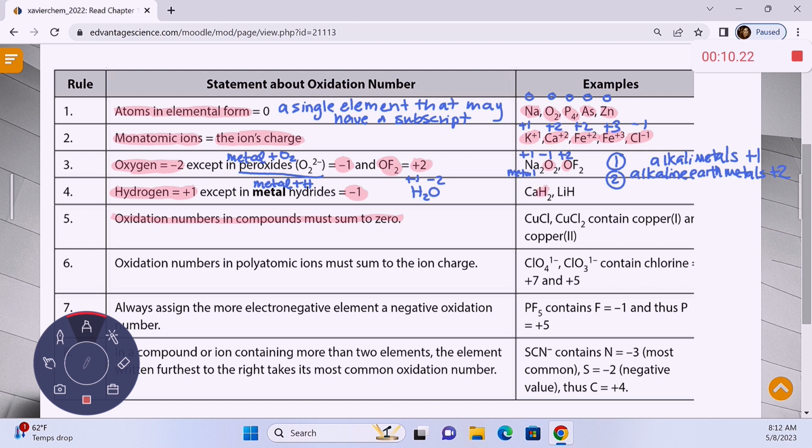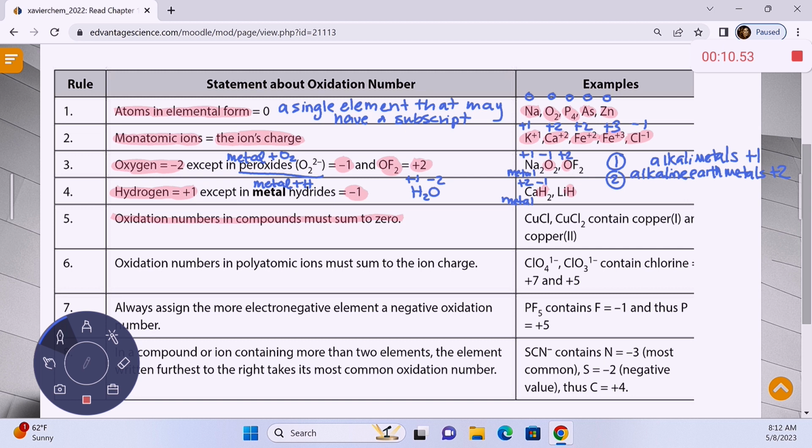So I'm going to highlight the hydrogens in those formulas. And isn't calcium a metal? So here we have hydrogen attached to a metal. What group is calcium in? Is calcium an alkali metal or an alkaline earth metal? Alkaline earth metal. So what is the oxidation number on alkaline earth metals? +2. So that means hydrogen, since it's with a metal, must be a -1.